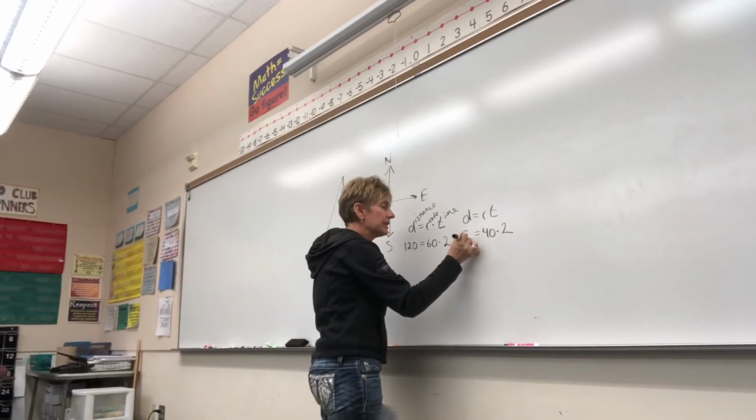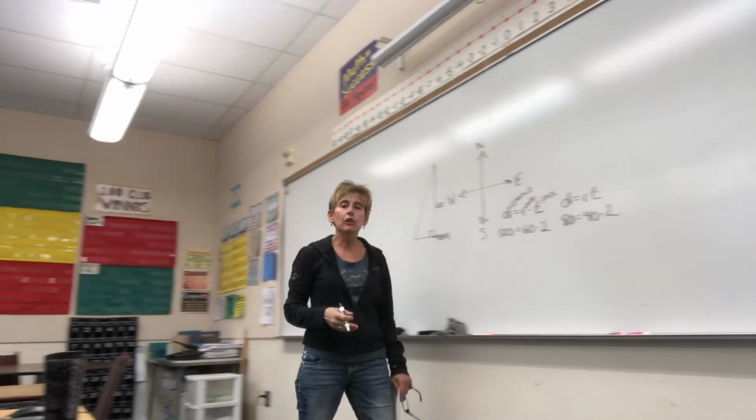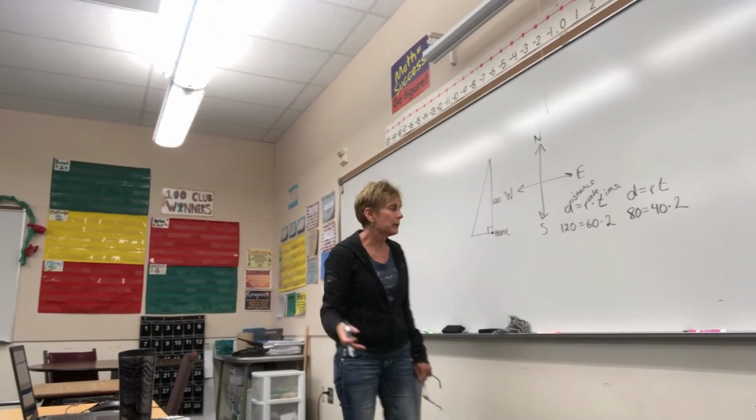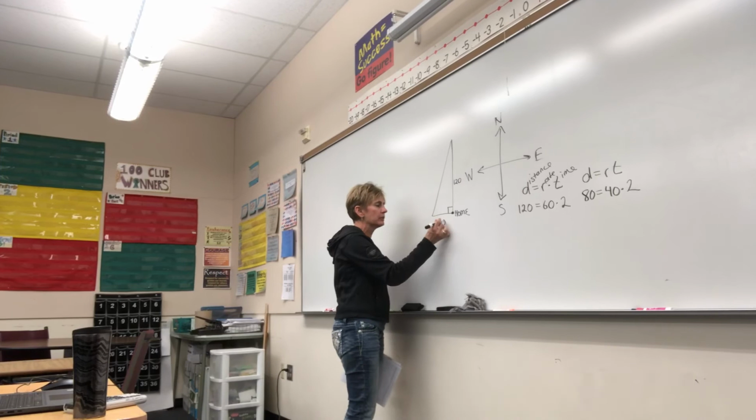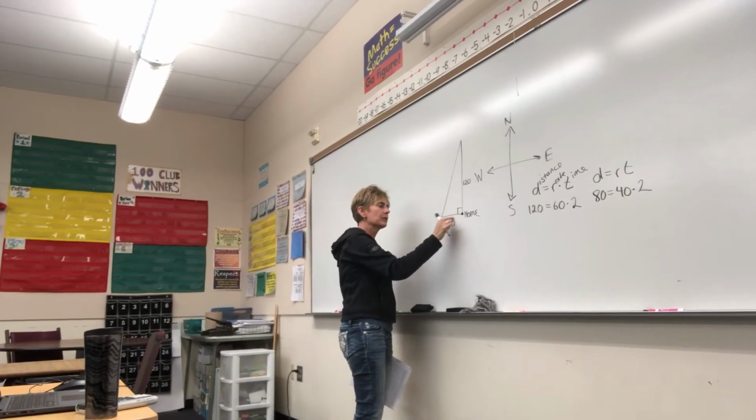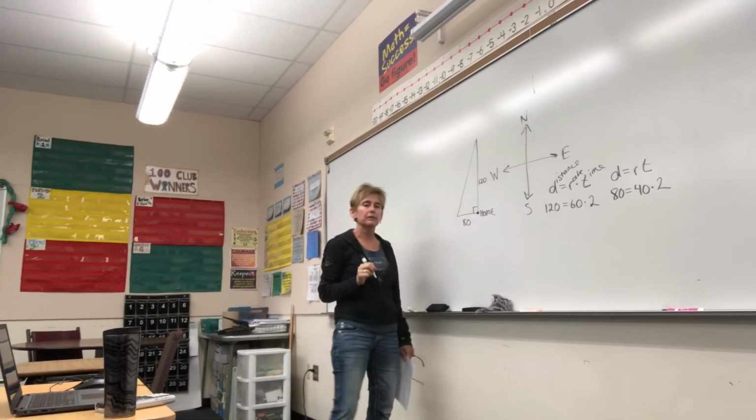40 times 2 is 80. So if the second car went 40 miles an hour for 2 hours, it's going to go a total of 80 miles. We can use that because it was going west to label this leg of the triangle.